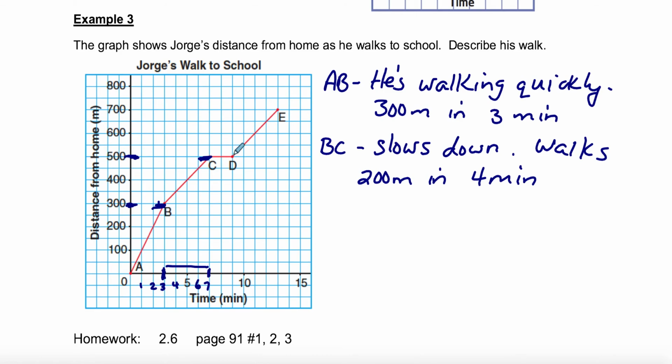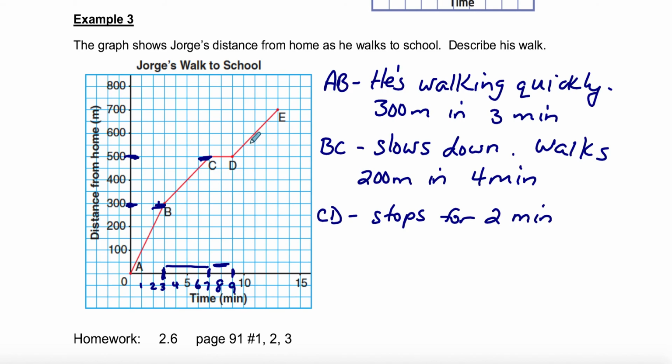From C to D, I want you to understand that he actually stops. So he's not moving further or closer to his house. He's still kind of on his way to school, but from C to D, he has stopped. So I want you to also say how long did he stop for. So if that's 7, 8, 9, from 7 to 9, so it looks like he stopped for 2 minutes.